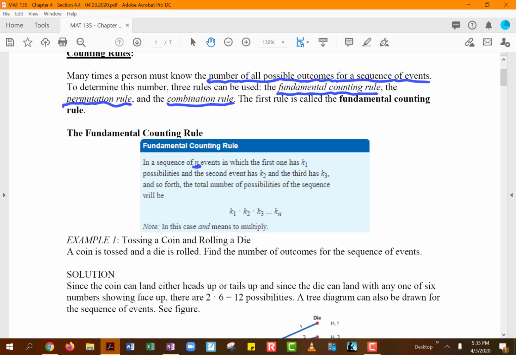Remember, this is just counting the total number of possibilities. We are not counting probabilities here. We are counting the total number of all possible outcomes that our sequence of events will have. So you take how many possibilities are in event 1, multiply that with possibilities of event 2, event 3, and so you keep multiplying. This is the rule we are going to be looking at. And in this case, when it says "and," it means you're going to end up multiplying those possibilities.